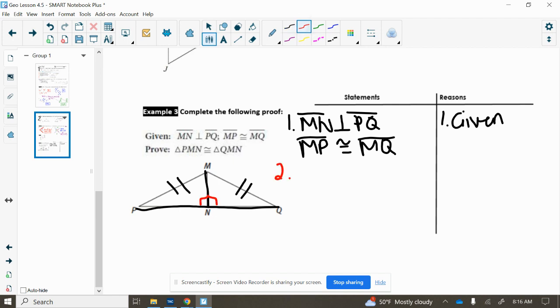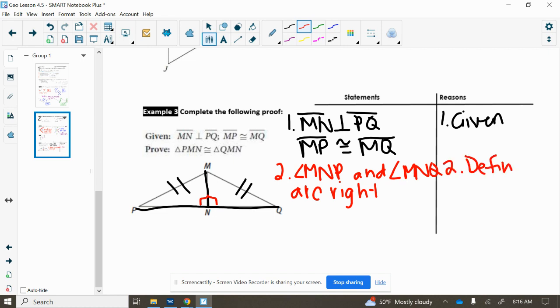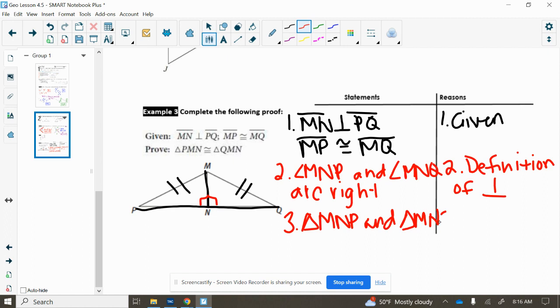So that's my second statement, is that I know angle MNP and angle MNQ are right angles. Now, why do I know that? Well, that's the definition of perpendicular. All right, we know that by the definition of perpendicular, these are two right angles. Thus, that helps us by saying we have two right triangles, triangle MNP and triangle MNQ. Because they have those right angles, they are right triangles. And this is a qualification for hypotenuse leg.